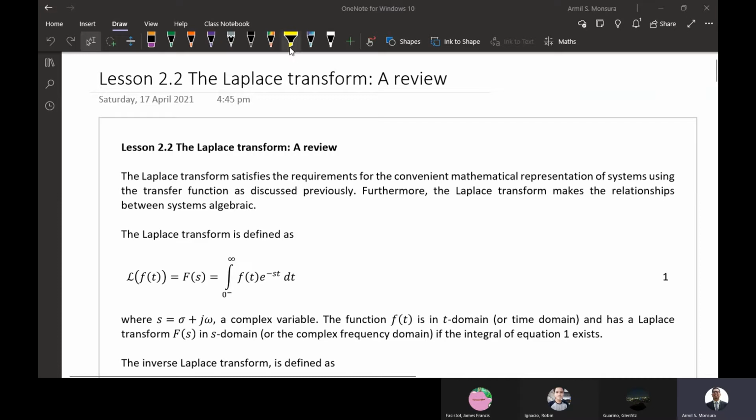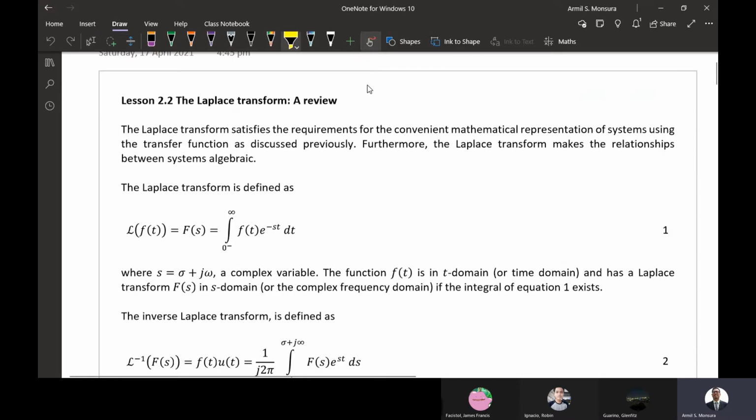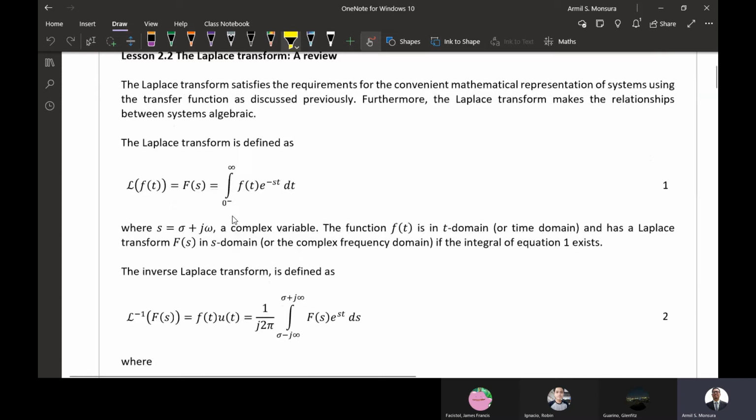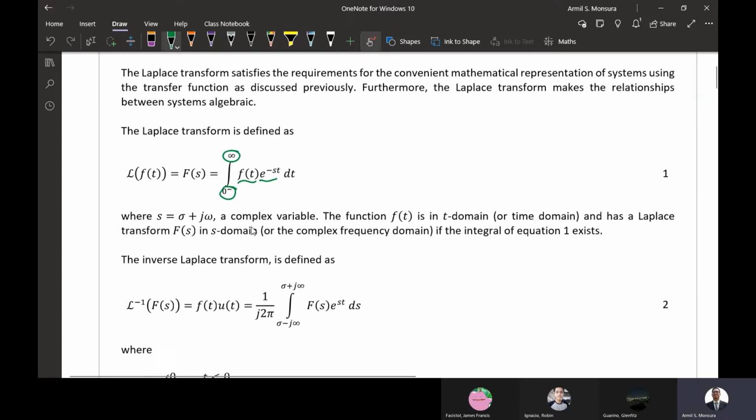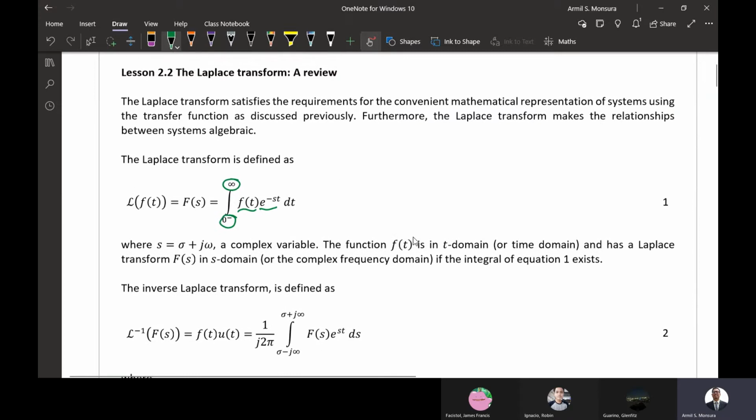Okay, so the Laplace transform, okay, is defined as follows. So it is the integral of f of t times e raised to negative st dt from 0 to infinity. Okay? So, first thing, yung function nyo, f of t, okay, is in time domain. Okay? While yung Laplace transform niyo is in f of s. Yung Laplace transform niyo is specified as f of s, which is in s domain.